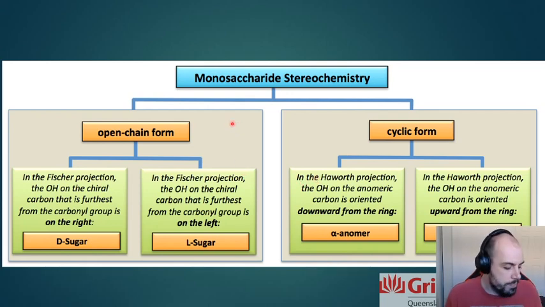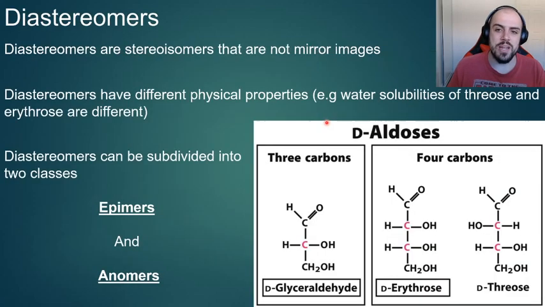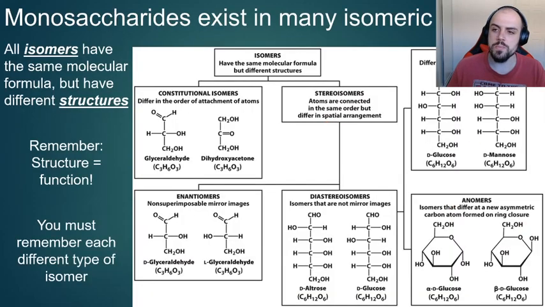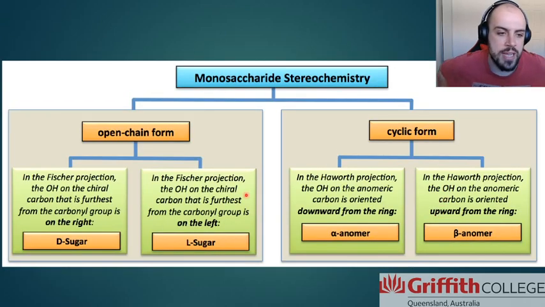Okay, now the big thing here is that when we're looking at the stereochemistry and our stereoisomers, we were looking at epimers and anomers. Now, with these enantiomers, what is happening there is it can be D or L. It's whether the second from the bottom hydroxyl group is pointing to the left or whether it's pointing to the right.